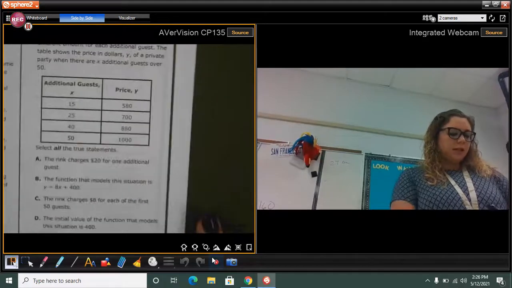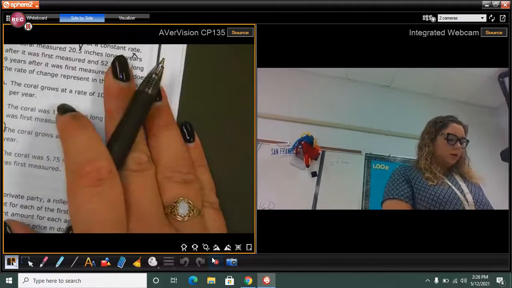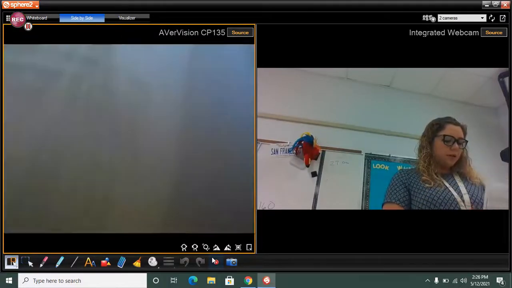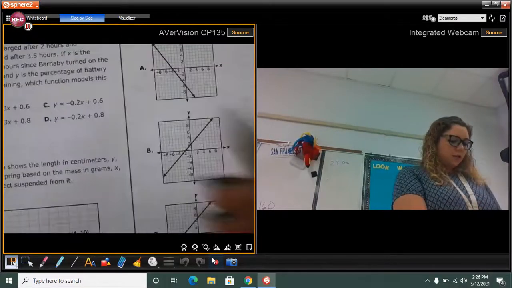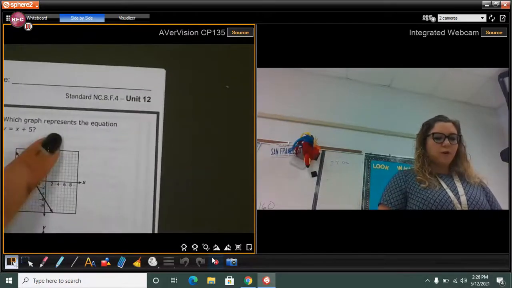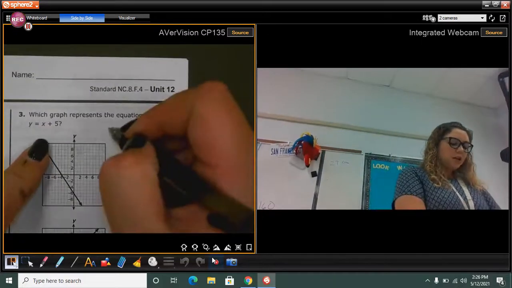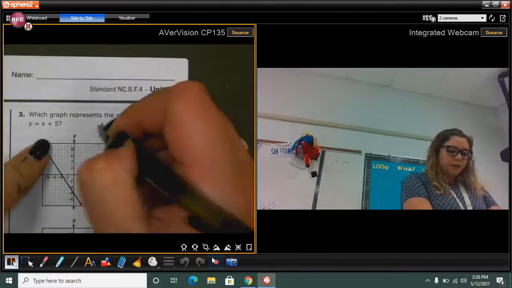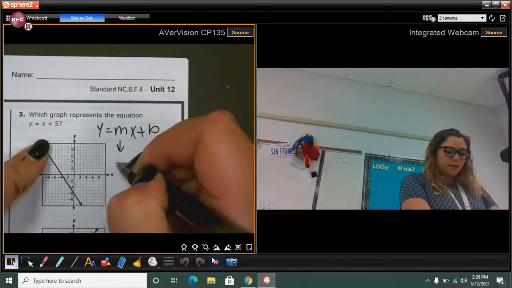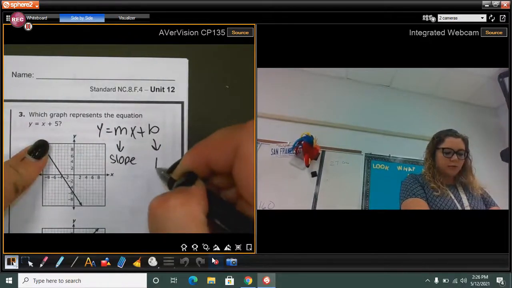And then we're going to skip 4. Turn the page. We're going to skip 1 and 2, and we're going to go to this one. This one says, which graph represents the equation y equals x plus 5? Okay, so again, we have y equals mx plus b. This is my slope. This is my y-intercept.